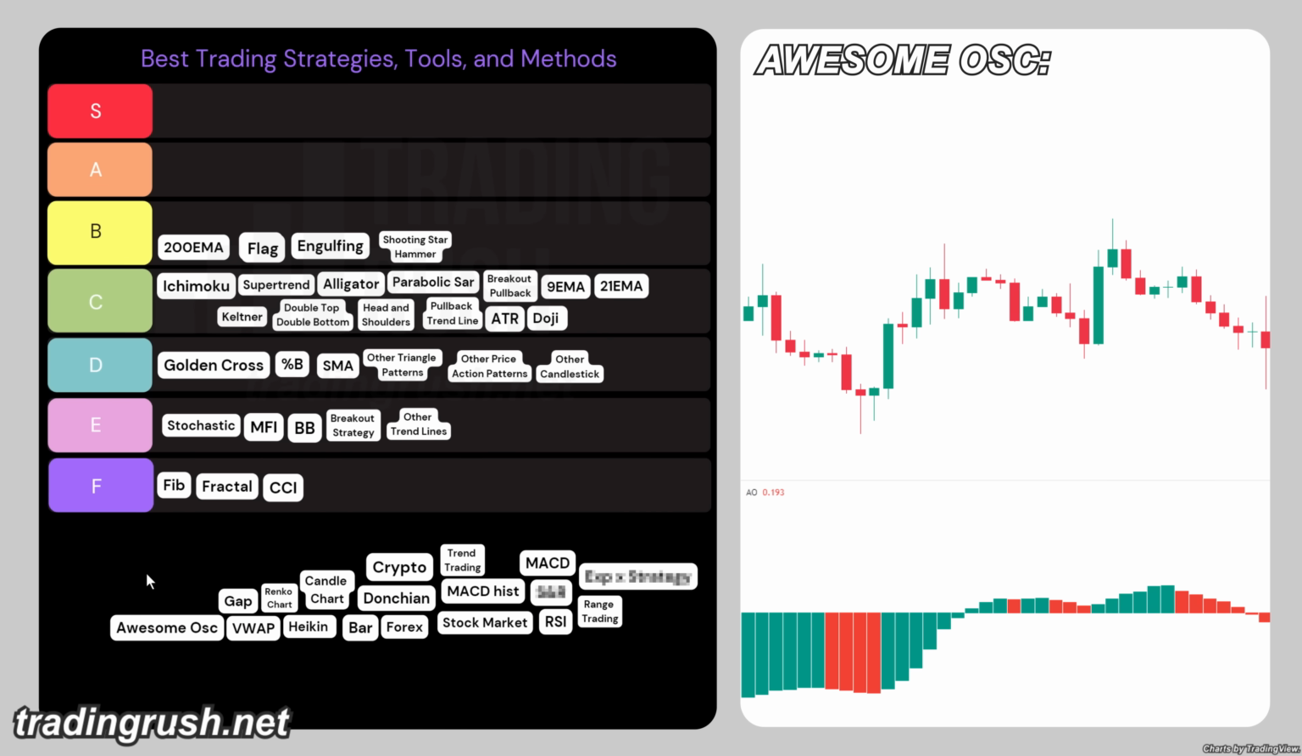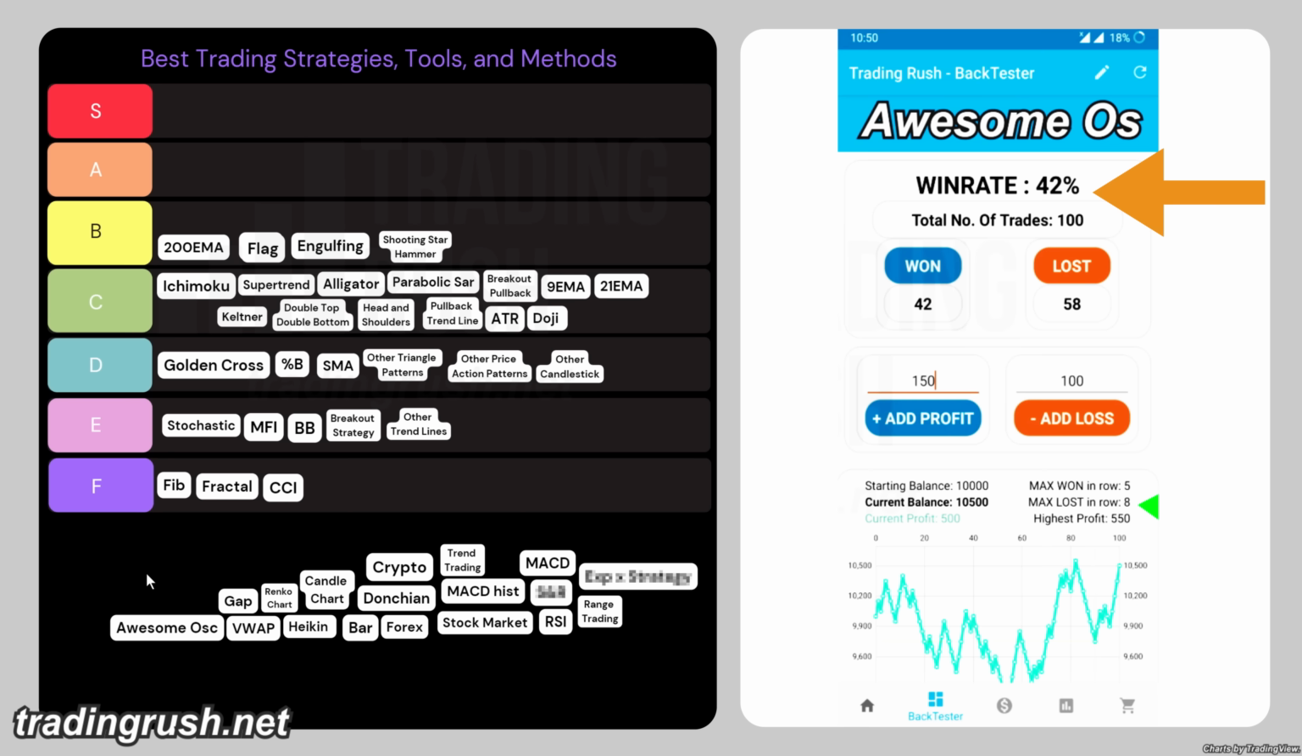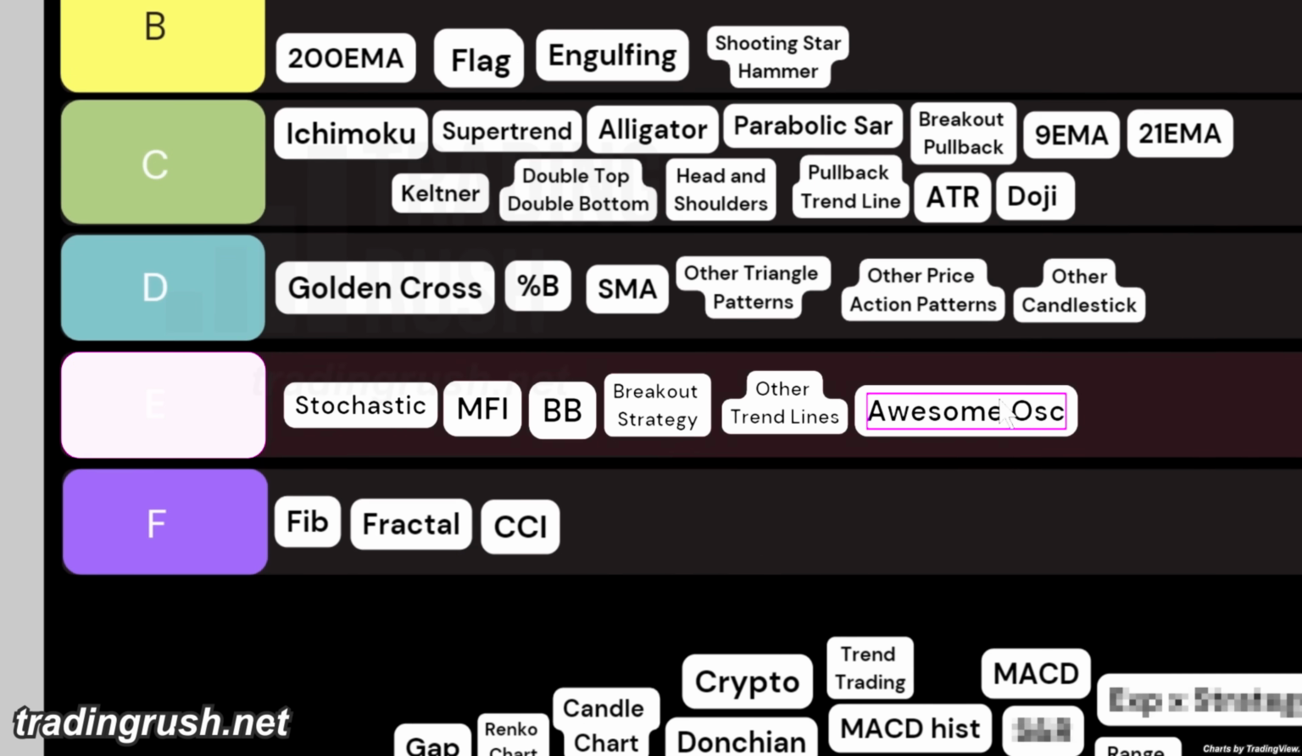The next strategy on the list is the awesome oscillator. Unfortunately, it's not that awesome. Its win rate in my testing series was slightly higher than break-even. I would put it in the E category.